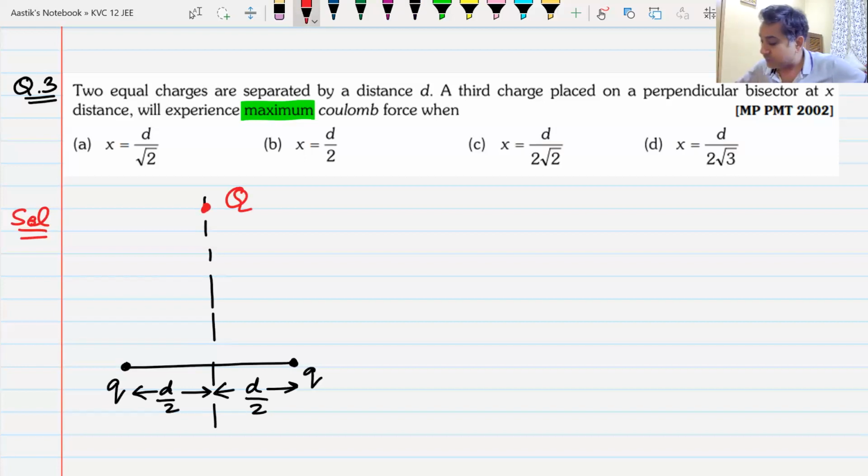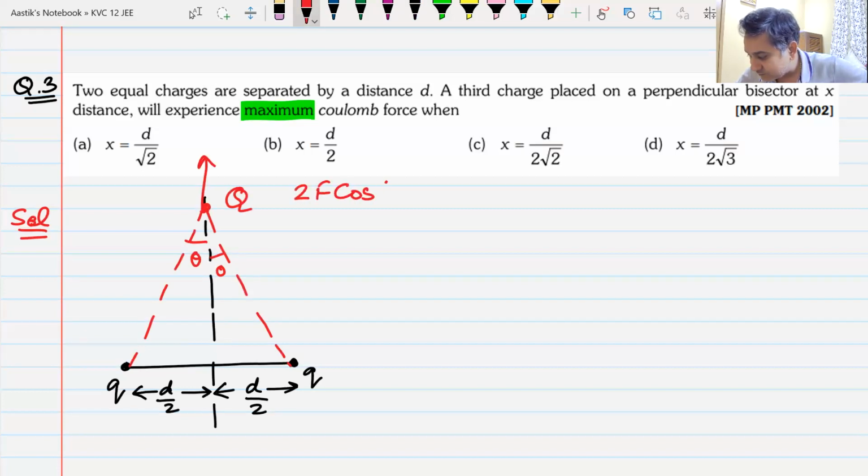Now, how do I find the force on this charge? I will find the force because of this. I will find the force because of this. If I call this angle theta, this angle will also be theta. The net force will become 2F cos theta. Yes or no? And it will be in the vertical direction.